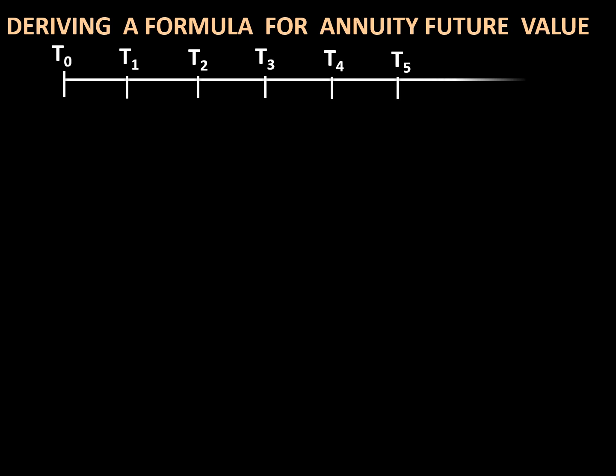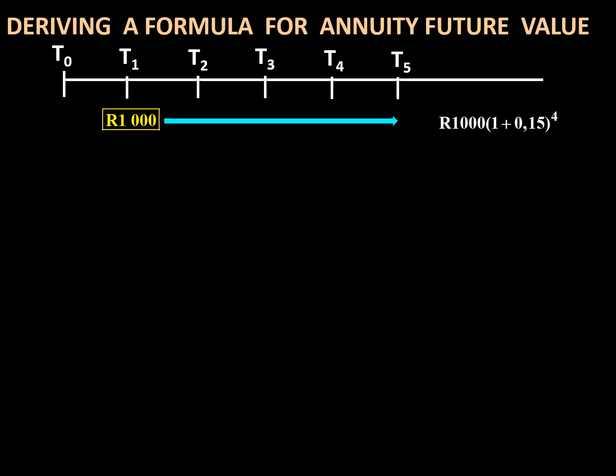Now let's look at Nabil's investment in a little bit more detail. He's going to deposit 1,000 rand regularly over 5 years. That first 1,000 rand will be in the account for how many years? For 4 years. So it grows, and that 1,000 rand's value would be 1,000 at that interest rate, 15% for the 4 years.